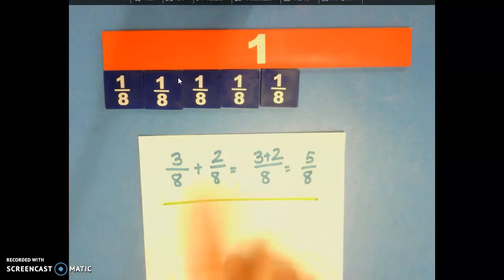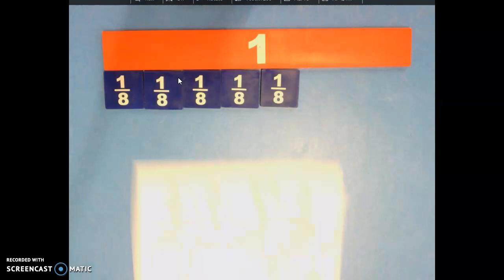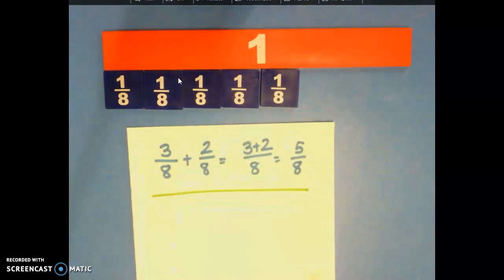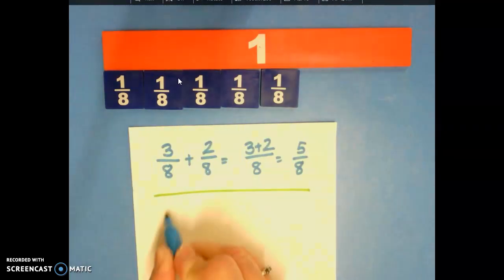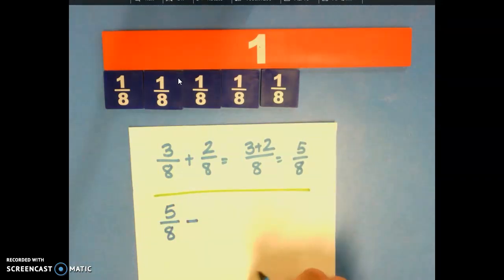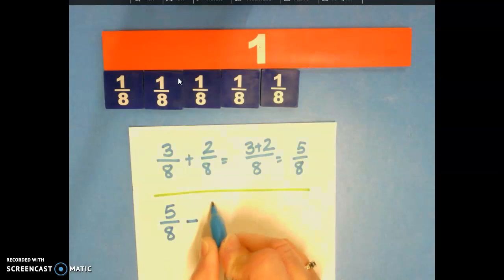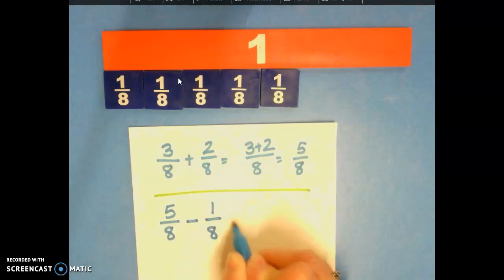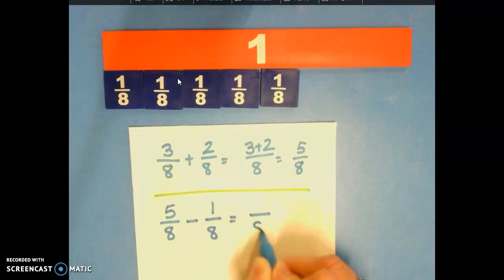So you'll see that these are called like denominators. And when we have fractions, we must have fractions with like denominators before we can add and subtract. I wonder what a subtraction problem would be. What would the answer be if, for example, let's say I started with 5/8, and what if I took away, oh, let's change it up a little bit, 1/8? How many eighths would I be left with?